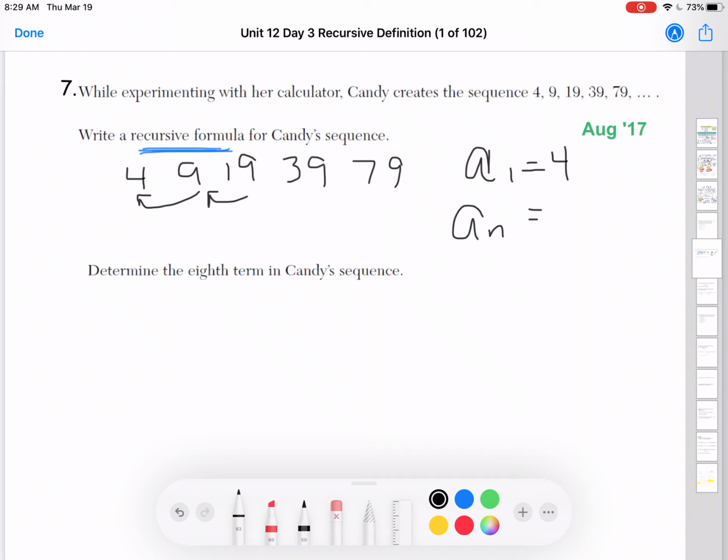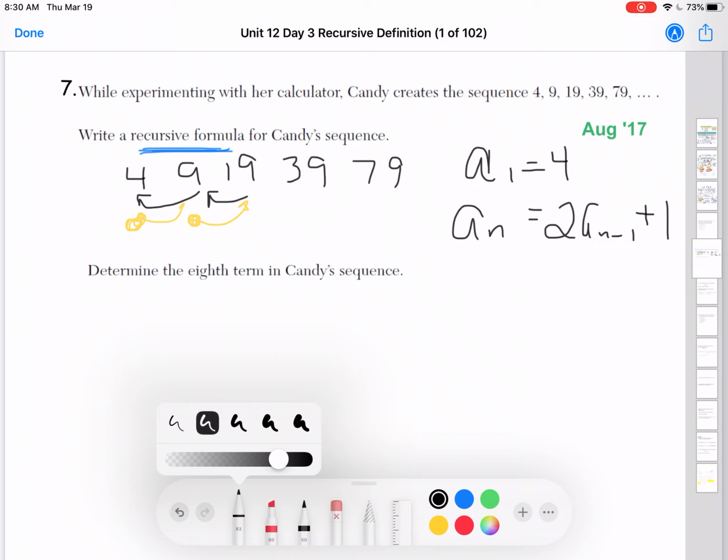Okay, so now I'll tell you. Pause it if you don't want to know. To me, it looks like you're doing twice the one before it plus 1. So look, twice 4 is 8, plus 1 is 9. Twice 9 is 18, plus 1 is 19. It's a little tough, but you just got to practice a little bit, and you will eventually get it.